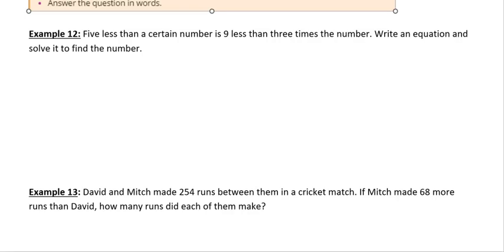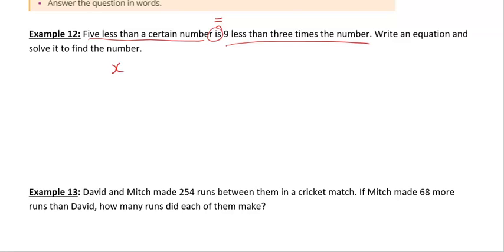So: 5 less than a certain number is 9 less than 3 times the number. Oh my goodness. So the word "is" means equals. We're going to write an equation and solve it. 5 less than a certain number: let x be the certain number. 5 less than that number is x minus 5. It's not going to be 5 minus x, that would be a certain number less than 5.